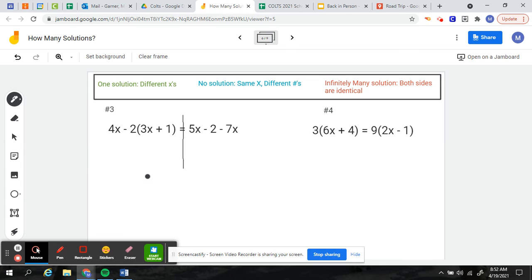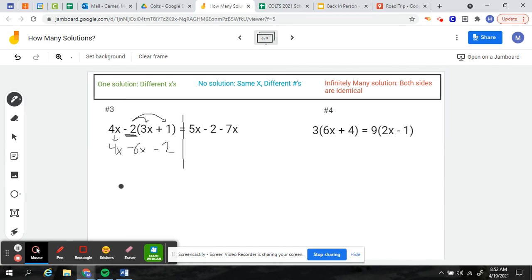All right, so put a wall up at the equal sign. First thing you always do is your parentheses. So for number 3, this -2 is going to be distributed. So -2 times 3 is -6x. -2 times 1 is -2. I have not touched the 4x, right? The 4x is just hanging out there. So that's just going to drop down. It hasn't done anything yet. So just drop the 4x down.